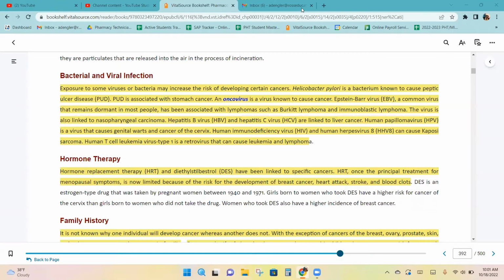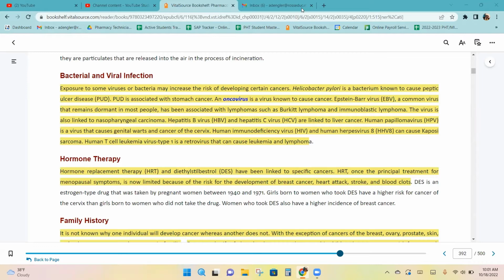Exposure to some viruses or bacteria may increase the risk of developing certain cancers. H. pylori is a bacterium known to cause peptic ulcer disease. PUD is associated with stomach cancer. An oncovirus is a virus known to cause cancer. Epstein-Barr virus, a common virus that remains dormant in most people, has been associated with lymphomas such as Burkitt lymphoma and immunoblastic lymphoma. The virus is also linked to nasopharyngeal carcinoma.